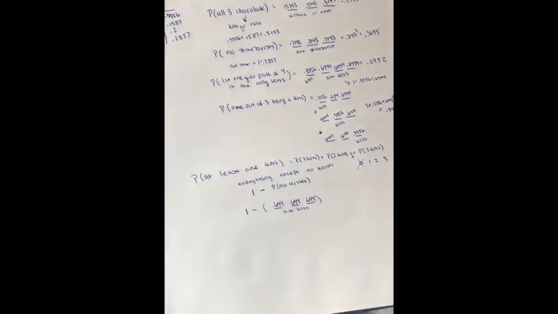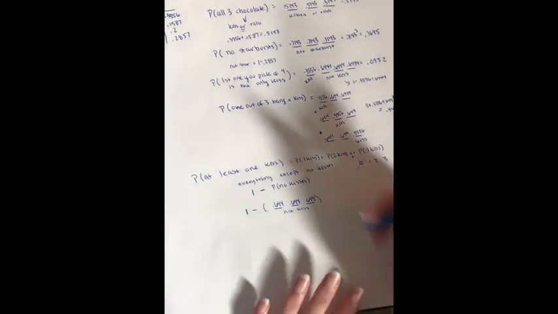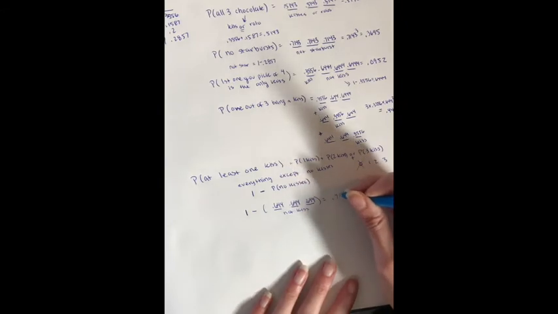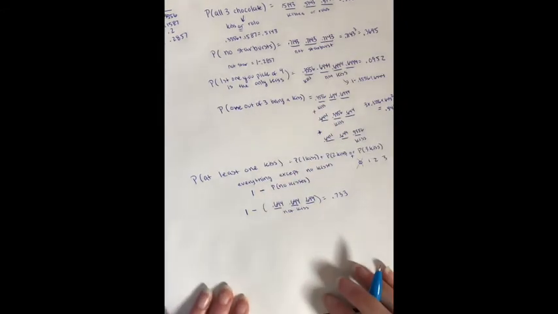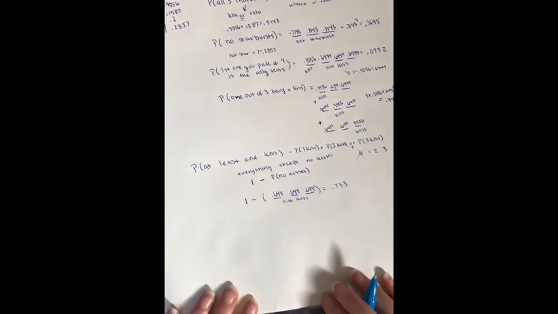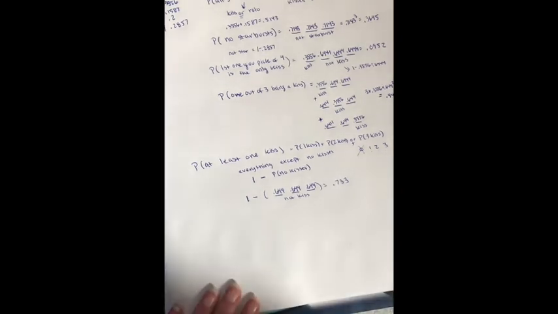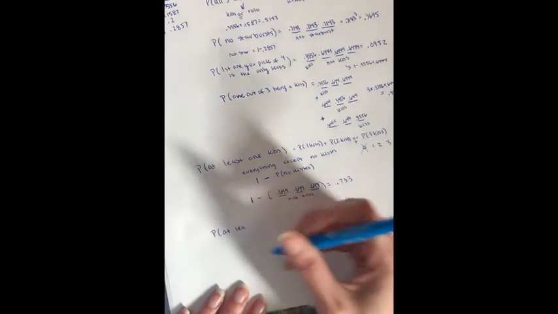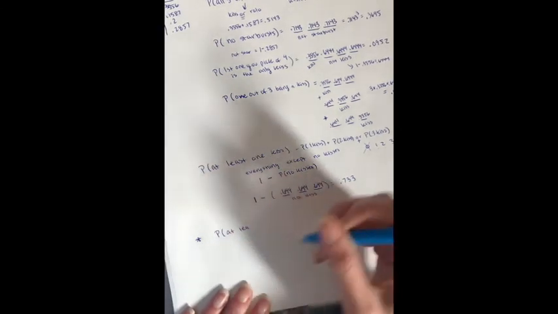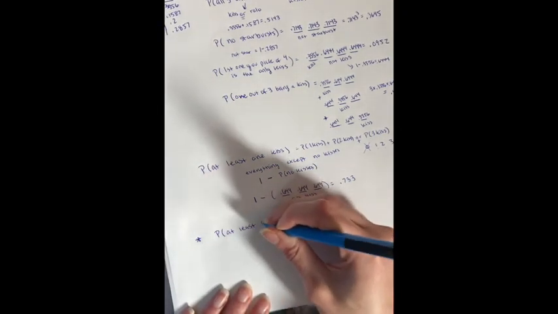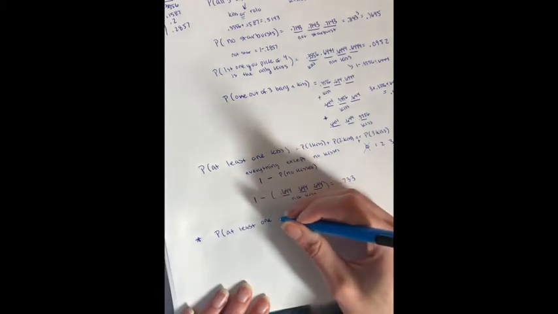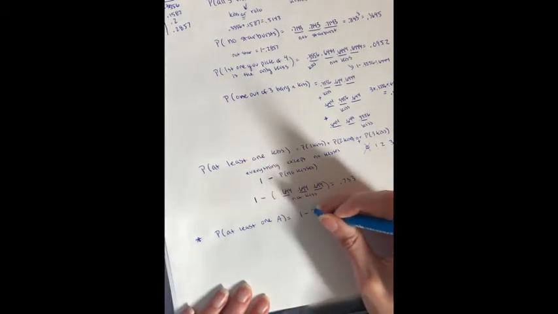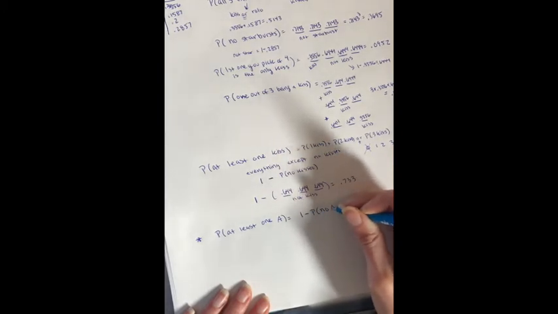Okay. And that will give me 0.733. So that's the at least one rule. So it's saying the probability of at least one A is 1 minus the probability of no A's, of none.